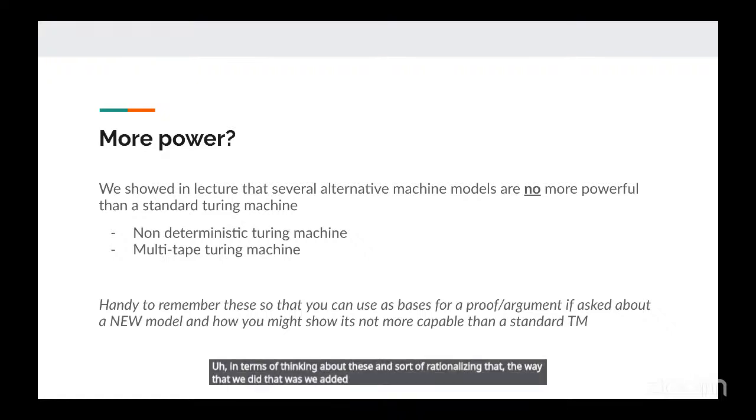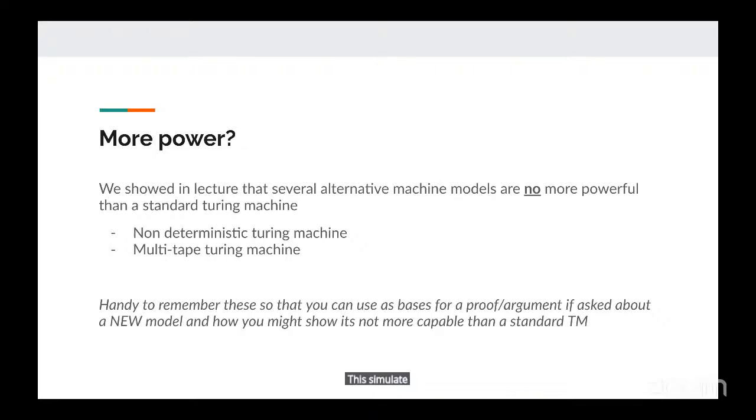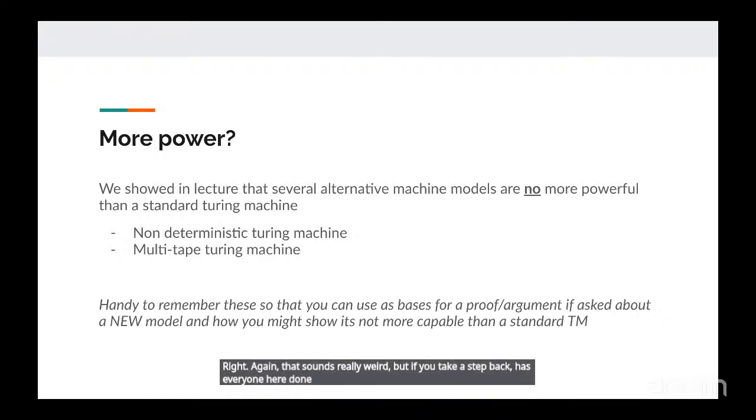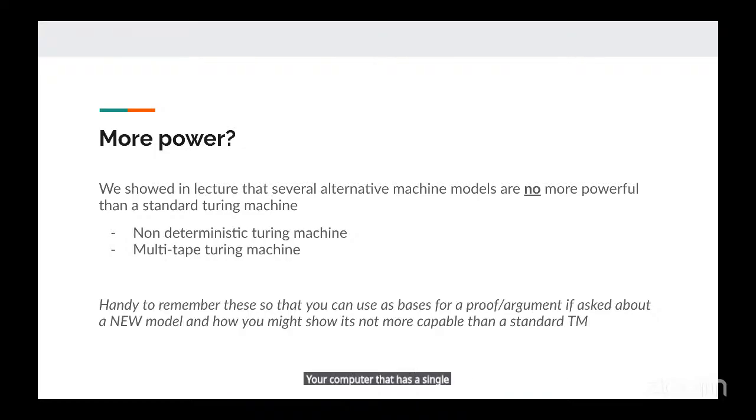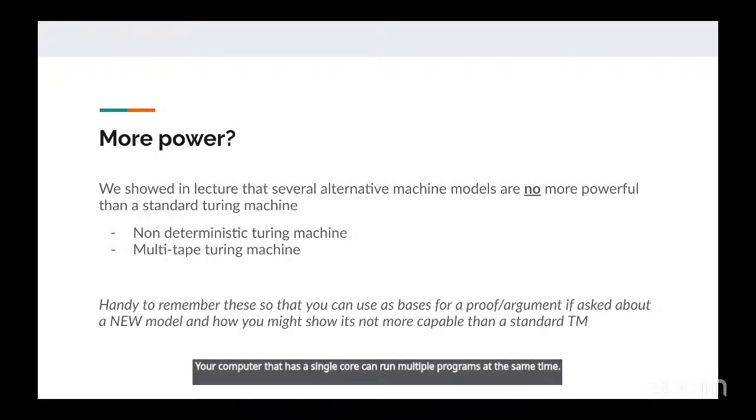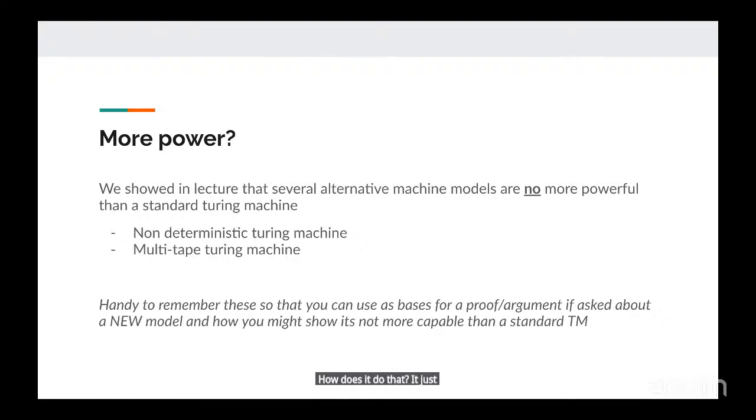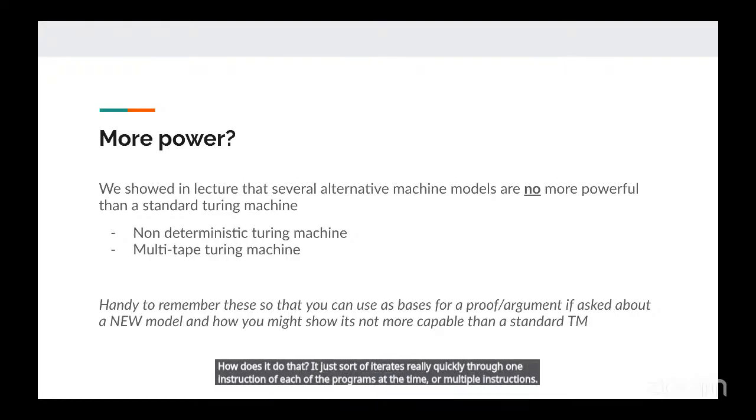In terms of rationalizing that, the way that we did that was we added some control characters, which basically allowed one single-headed Turing machine to simulate as many Turing machines as it wanted, right? Again, that sounds really weird, but if you take a step back, has everyone here done computer systems or thought about parallelism at some point? Your computer that has a single core can run multiple programs at the same time. How does it do that? It just iterates really quickly through one instruction of each of the programs at a time, or multiple instructions before handing control back, right?